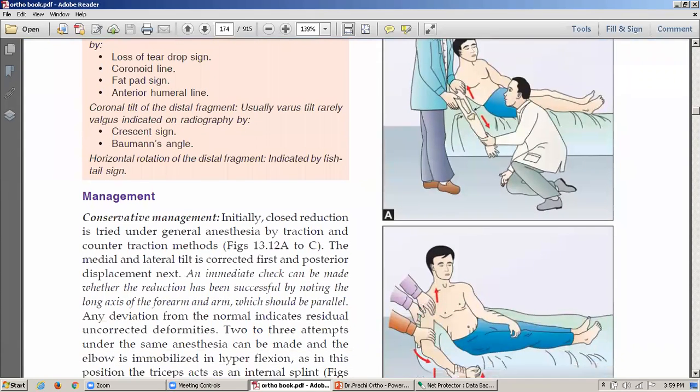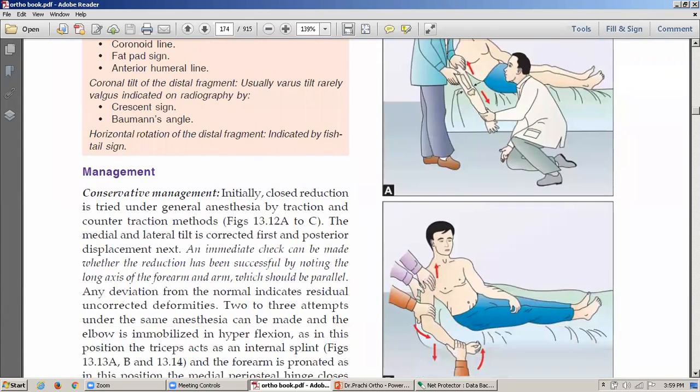So this is a diagram of the management, that is conservative treatment. Initially a closed reduction is tried under general anesthesia by the traction and counter-traction method, that is this one.